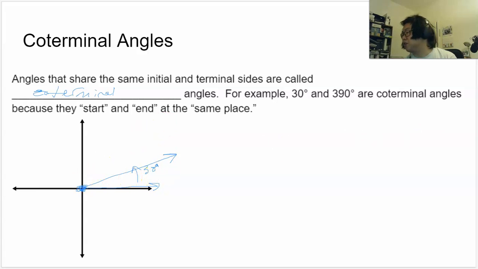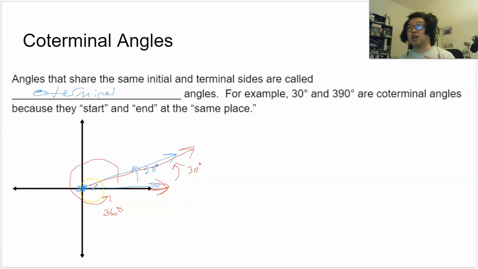Now, in a different color, I'm going to do 390. Well, it's going to share the same initial side, right? They all share the same initial side. But I have to do one whole rotation of 360, and then I have to add on another 30 to get my coterminal angle.